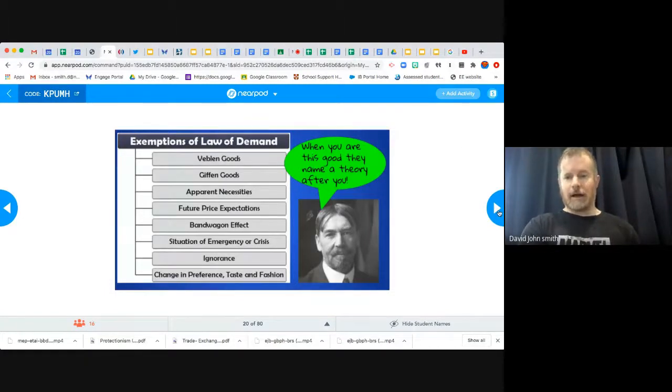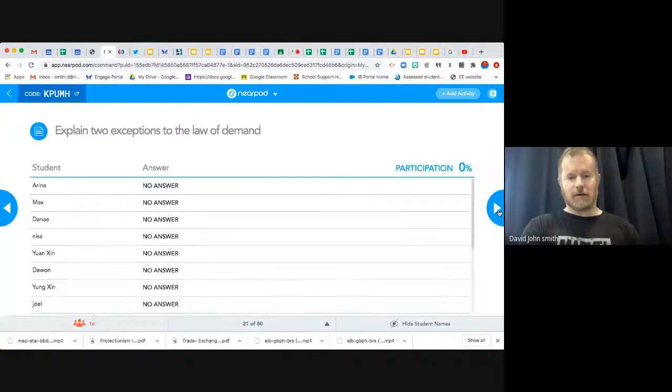Right. And if we move on from there, we can ask you to explain two exceptions of the law of demand. Have a go at this.